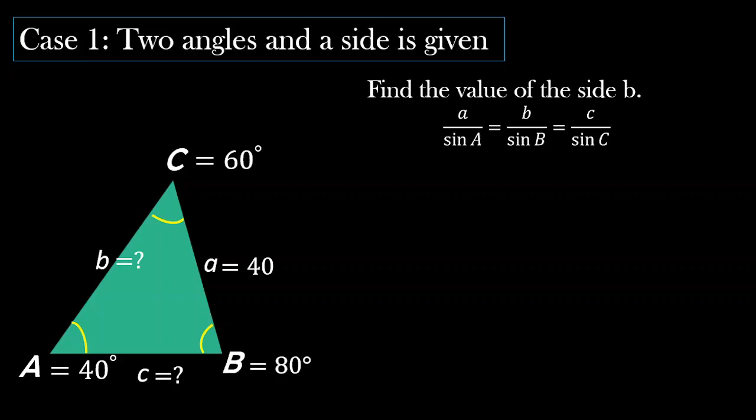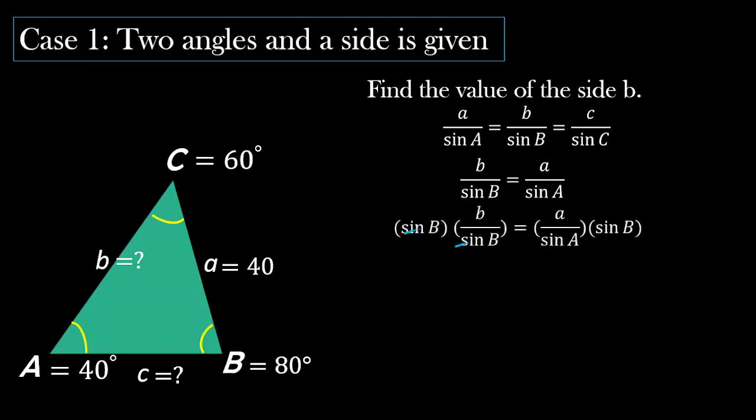Analyzing the given oblique triangle, sine A and side a have existing values. Therefore, we can use a all over sine A to pair with b all over sine B. We use b all over sine B is equal to a all over sine A to make a formula for side b. Multiply sine B to both sides of the equation. It gives us b is equal to a times sine B all over sine A.